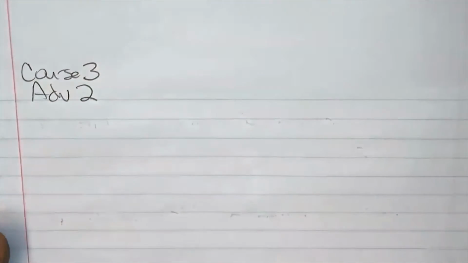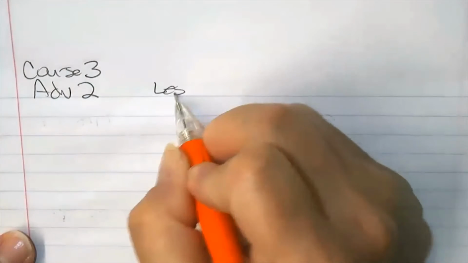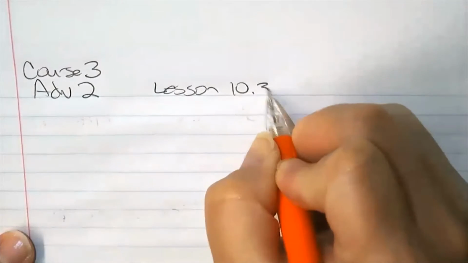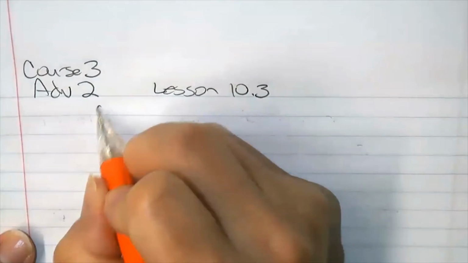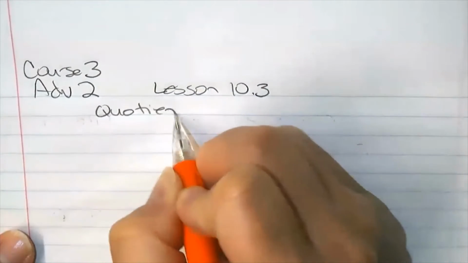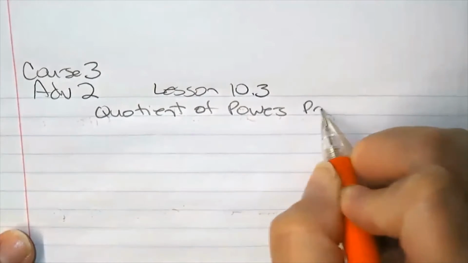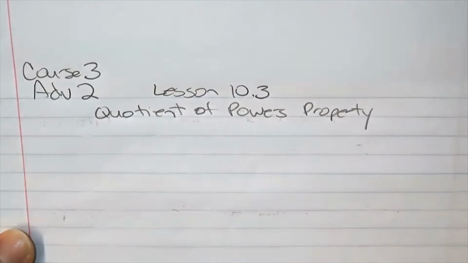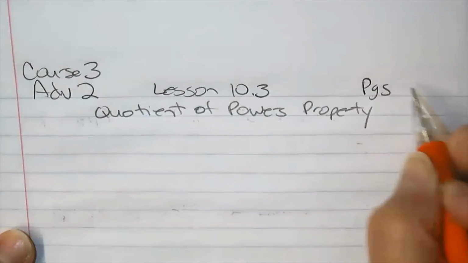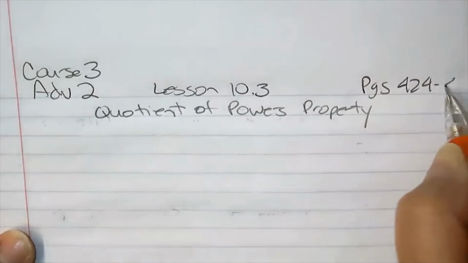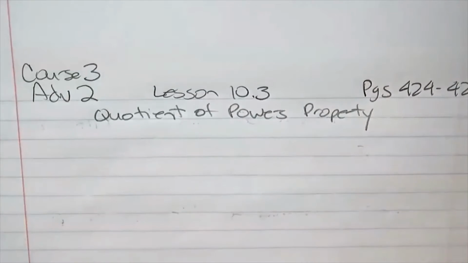Okay, if you are in 7 Excel, we are working from the Advanced 2 textbook. If you are in Math 8, we are working from the Course 3 textbook. We are doing lesson 10.3, Quotient of Powers Property, and it can be found on pages 424 and 425.